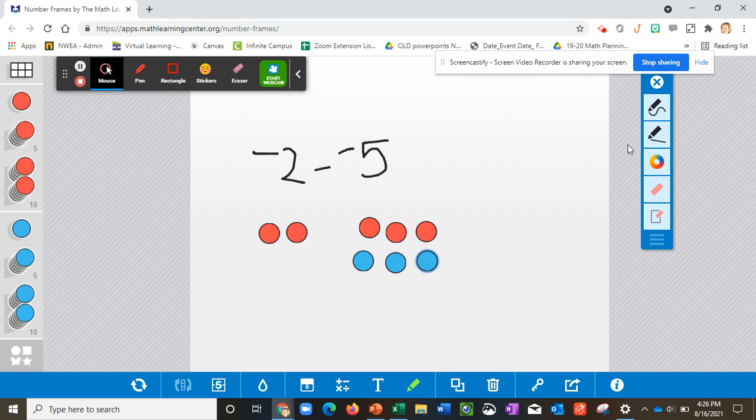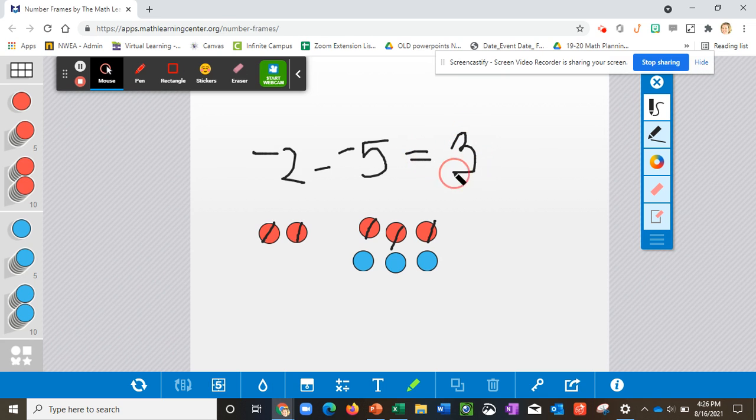And so now I have 5 that I can take away. So I've got -2, and I'm going to take away -5. So I'm going to take 5 negatives away. So there's my 5 negatives going away. I'm left with 3 positives.